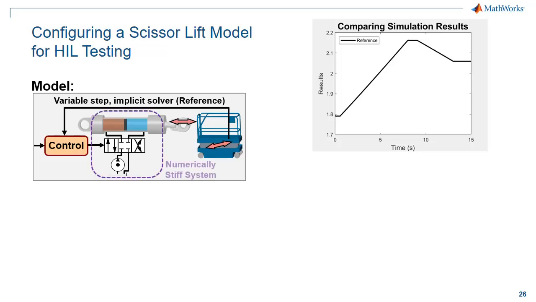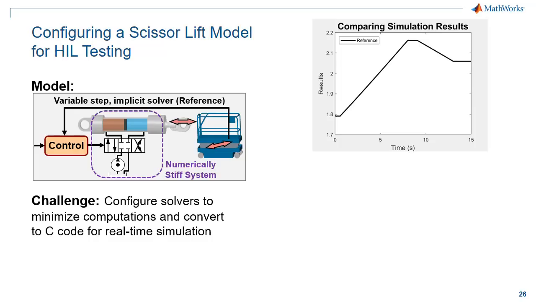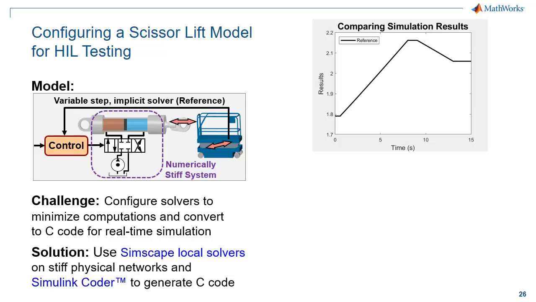However, portions of the model are numerically stiff. We'll need to configure the model so that it is ready for real-time testing and convert it to C code. We'll use Simscape local solvers and Simulink Coder to do this. Here are the steps that we'll go through.